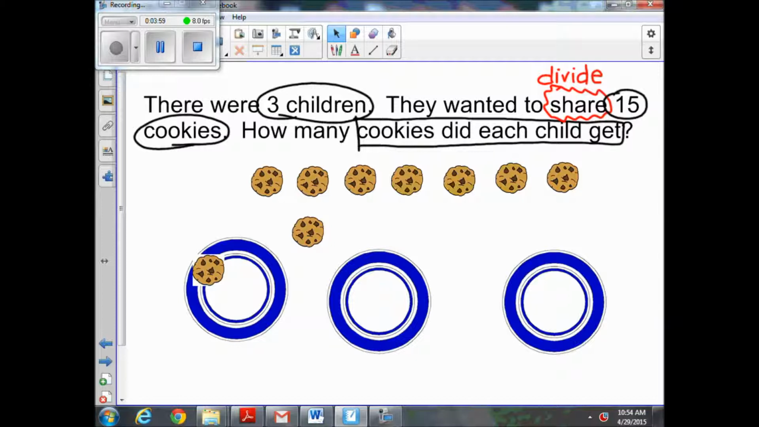So I gave the first cookie to the first one, the next cookie to the next one, and the next cookie to the next one. You do that first step on your iPad. If it doesn't work, just put it underneath the plate for right now and I'll fix it. One under the first plate, one under the second, one under the third. Then show me.